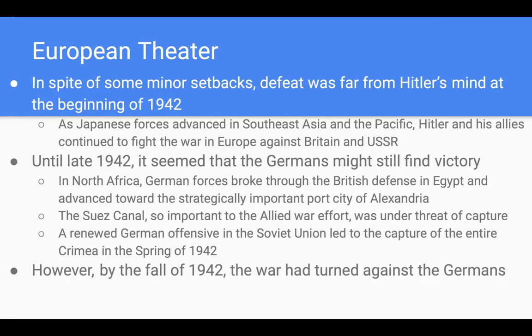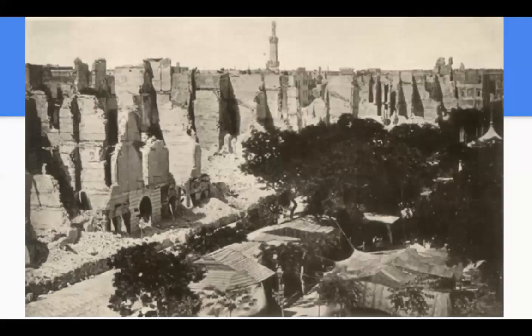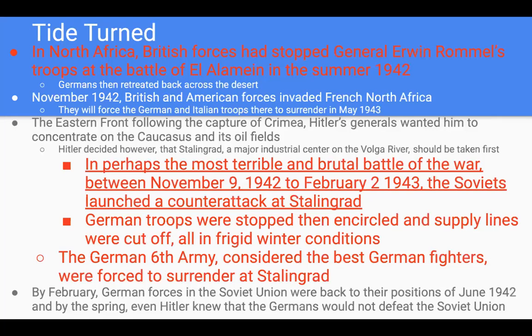The Suez Canal, so important to the Allied warfare, was under threat of capture. A renewed German offensive in the Soviet Union led to the capture of the entire Crimea in the spring of 1942. However, by the fall, the war turned against the Germans. There's some destruction. European theater. Tide turned. A lot of questions come from this slide. Well, the first one and the second one are definitely test questions.